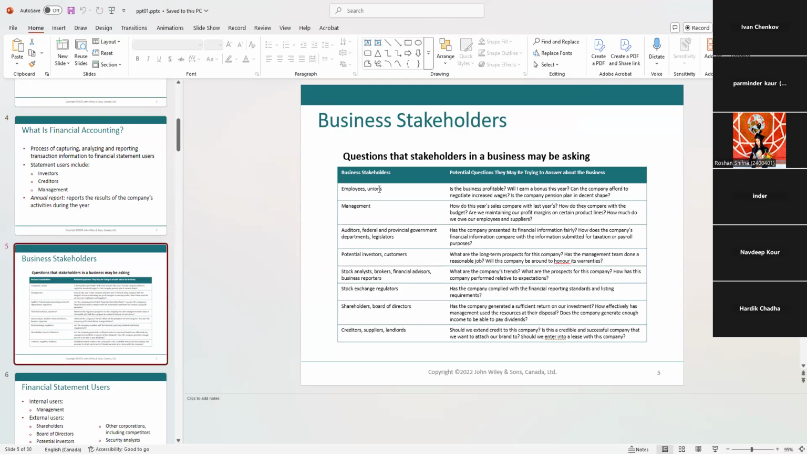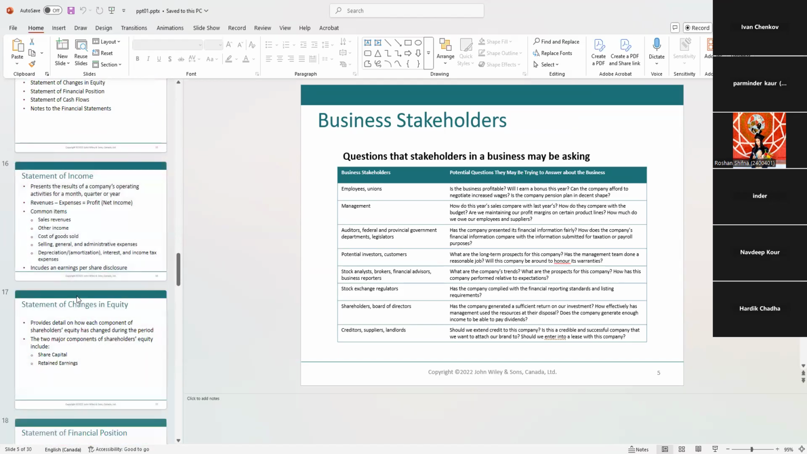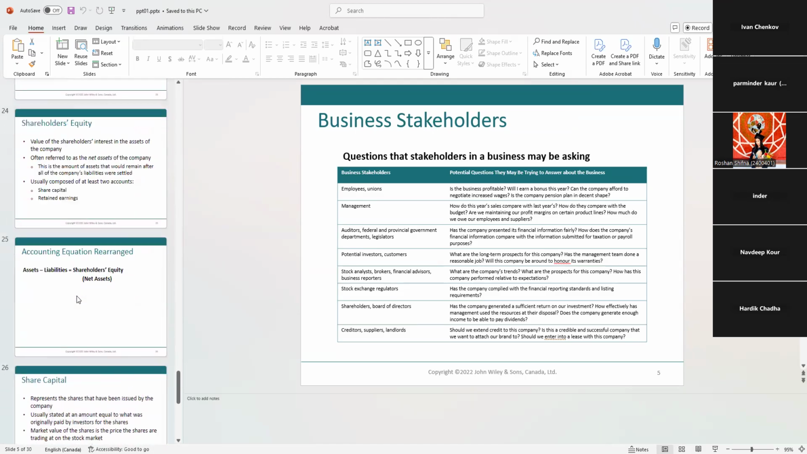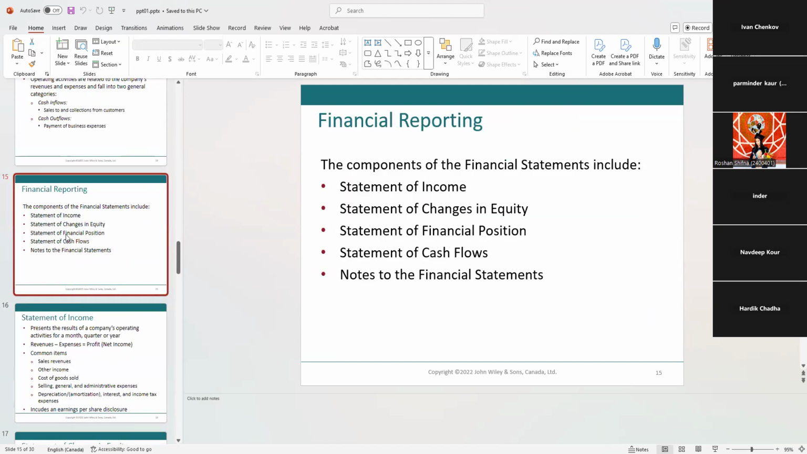When we're preparing statements, we have to keep in mind all the stakeholders or all the readers of the financial statements. Which are the financial statements that we're preparing? We're preparing 5 financial statements. Which are those? Statement of income is always first. Statement of changes in equity is always second. Statement of financial position is the third. Statement of cash flows is fourth. And notes to financial statements is the fifth.